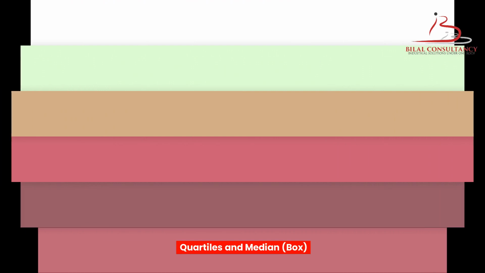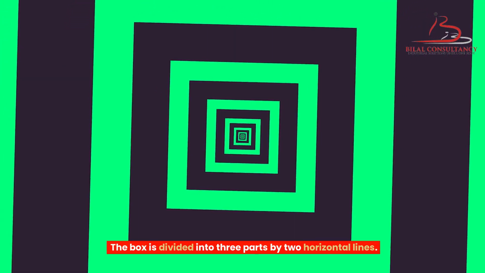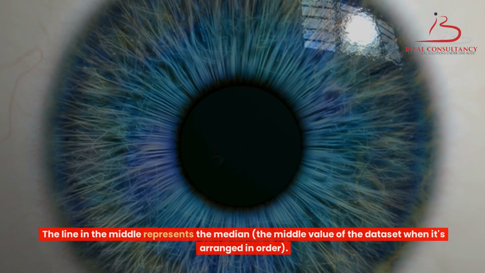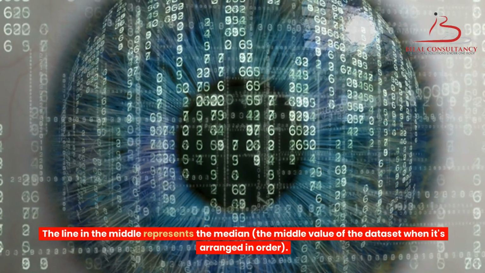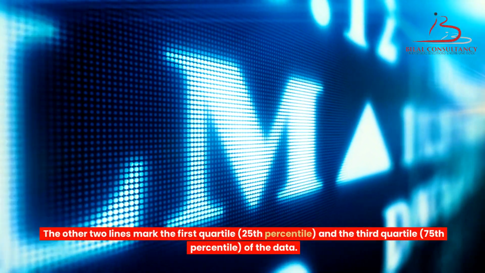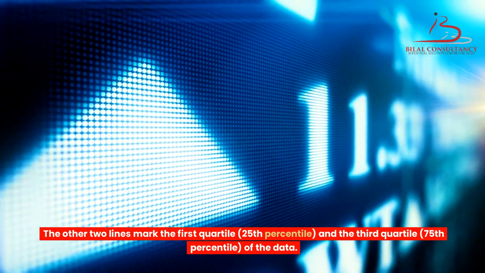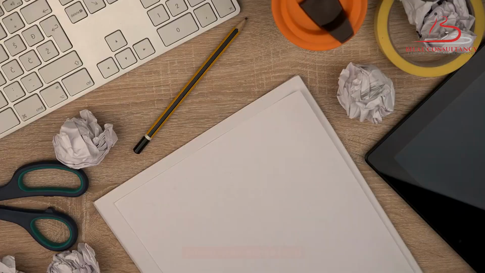Quartiles and median, box. The box is divided into 3 parts by 2 horizontal lines. The line in the middle represents the median, the middle value of the dataset when it's arranged in order. The other 2 lines mark the first quartile, 25th percentile, and the third quartile, 75th percentile, of the data.